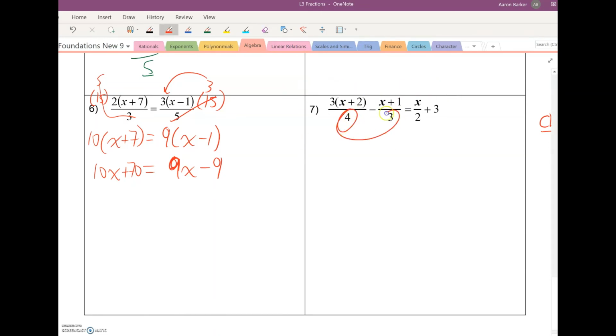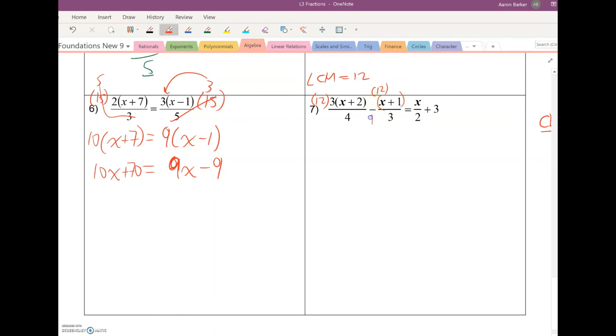4, 3, 2. What's the LCM? The LCM would be 24 would work, but it's too high. 12 is the lowest. So we multiply everything by 12. So multiply this one by 12, multiply this one by 12, and don't forget your negative sign. What else do you need around this? You're right, you need brackets.